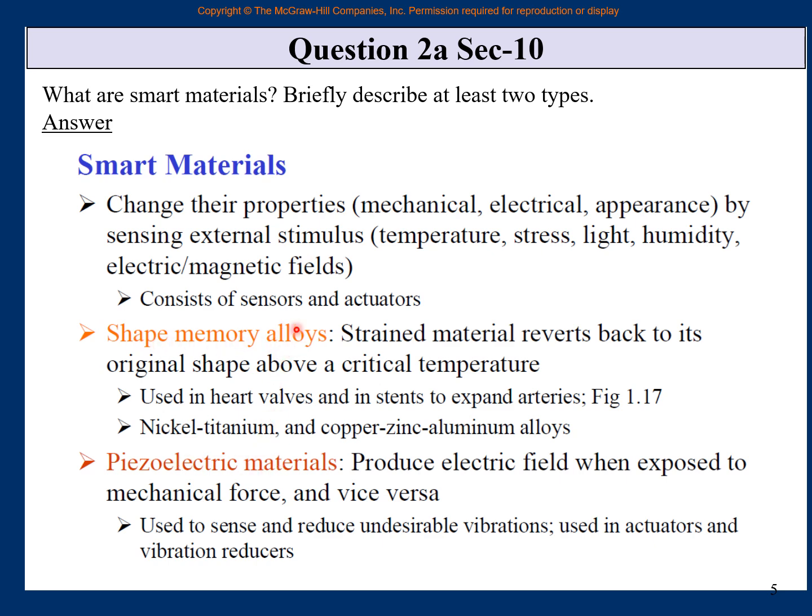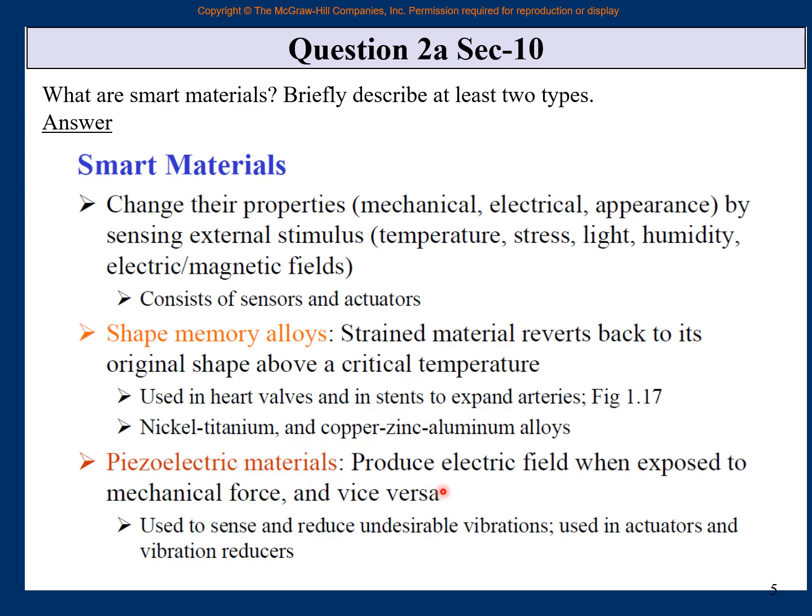Shape memory alloys: strained material which has been subjected to strains reverts back to its original shape above a critical temperature. So there are stresses in the materials, but they are trained so that if the temperature changes by a certain amount, they remove these stresses. They are used in heart valves and in stents to expand the arteries. I have explained this earlier. Usually they are nickel, titanium, and copper, zinc, aluminum alloys.